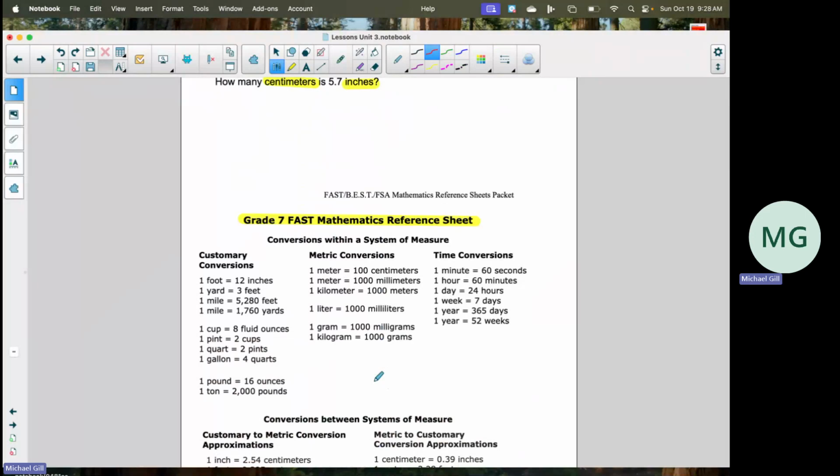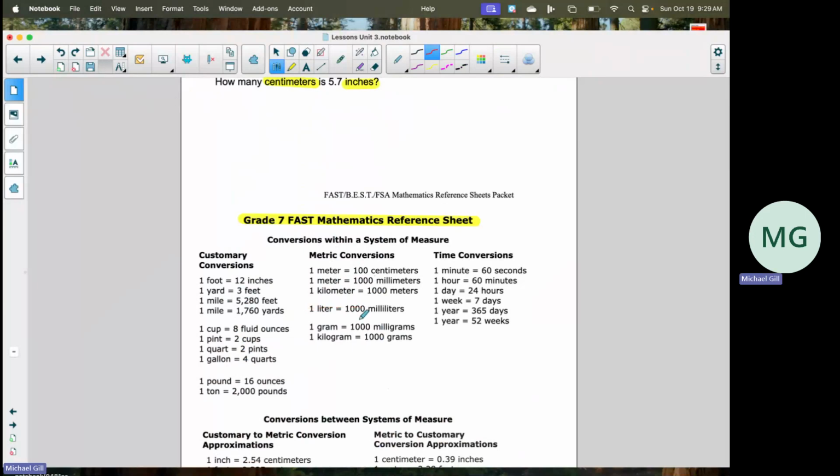So I need liters and milliliters. Well, feet, inches, none of this stuff. That's all our customary measurements in the United States. So let's go to metric. Well, that's meters, not liters. Here we go, right there. Liters and milliliters.